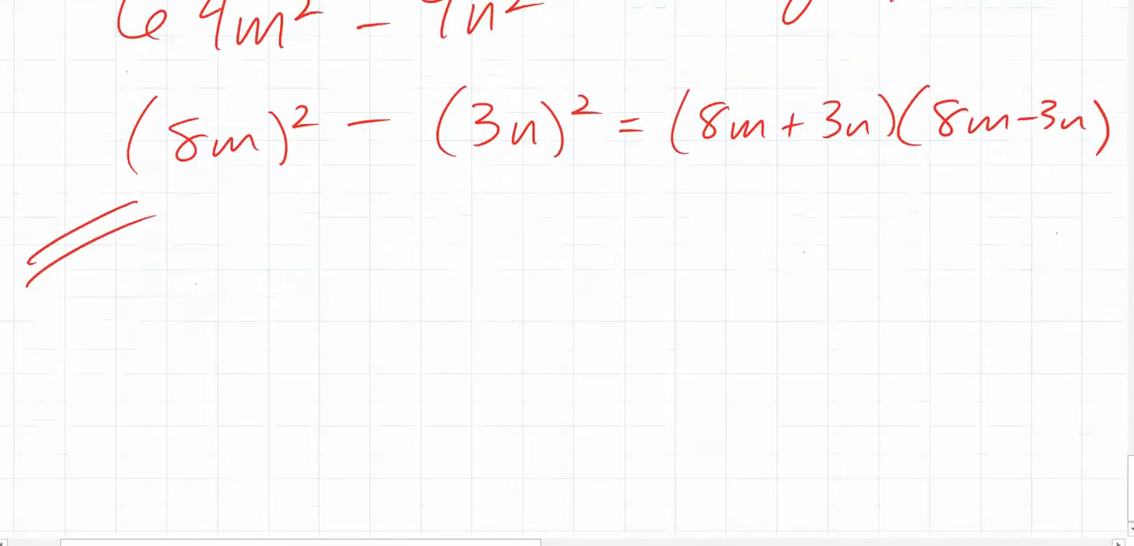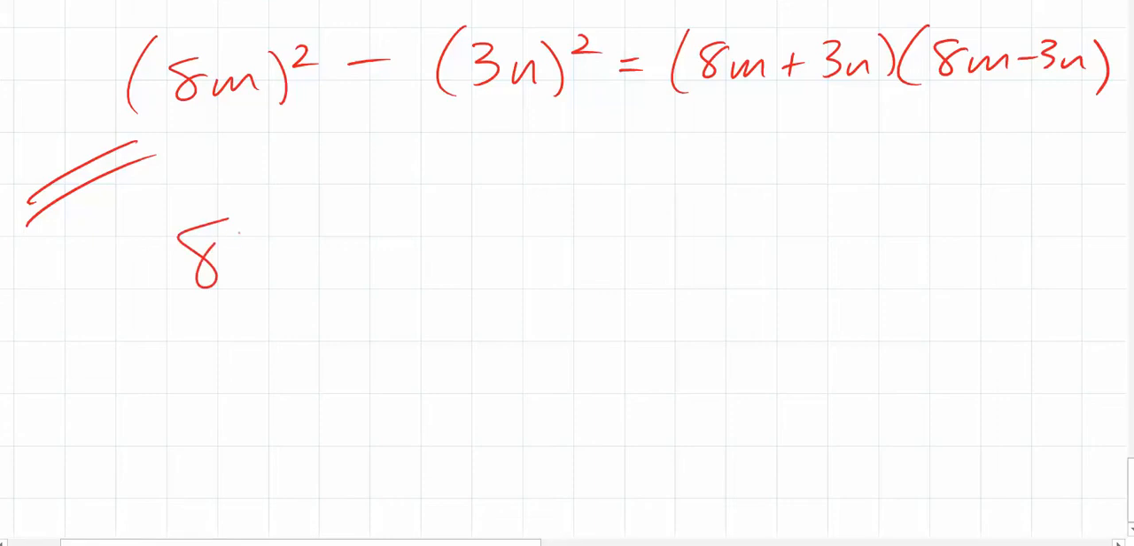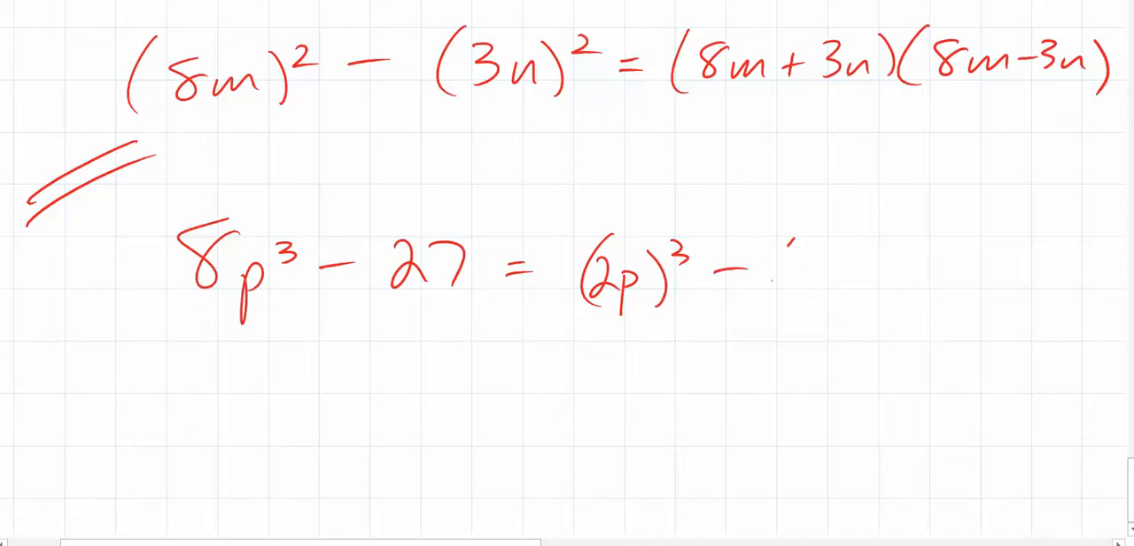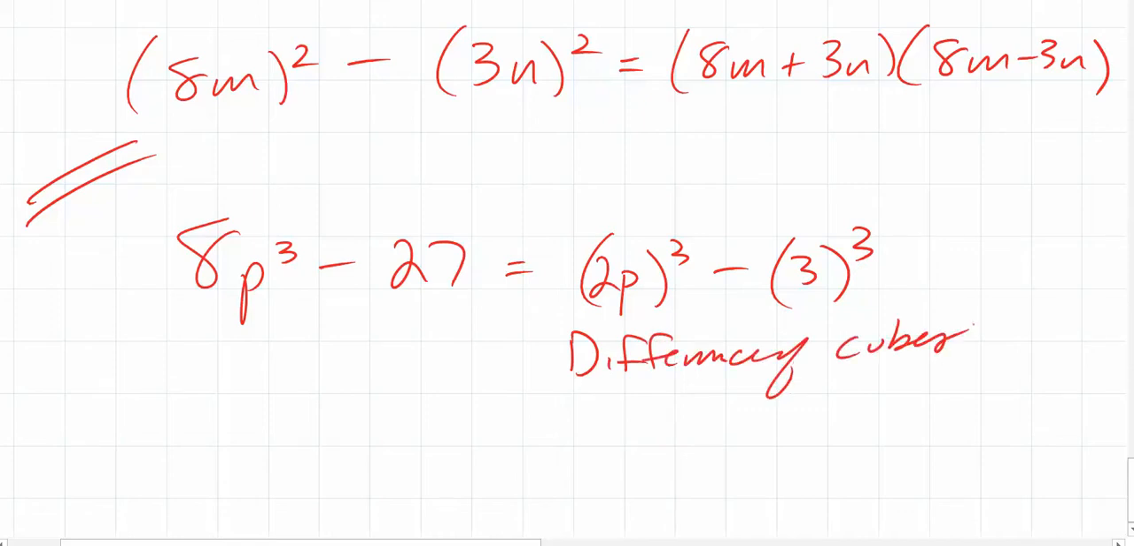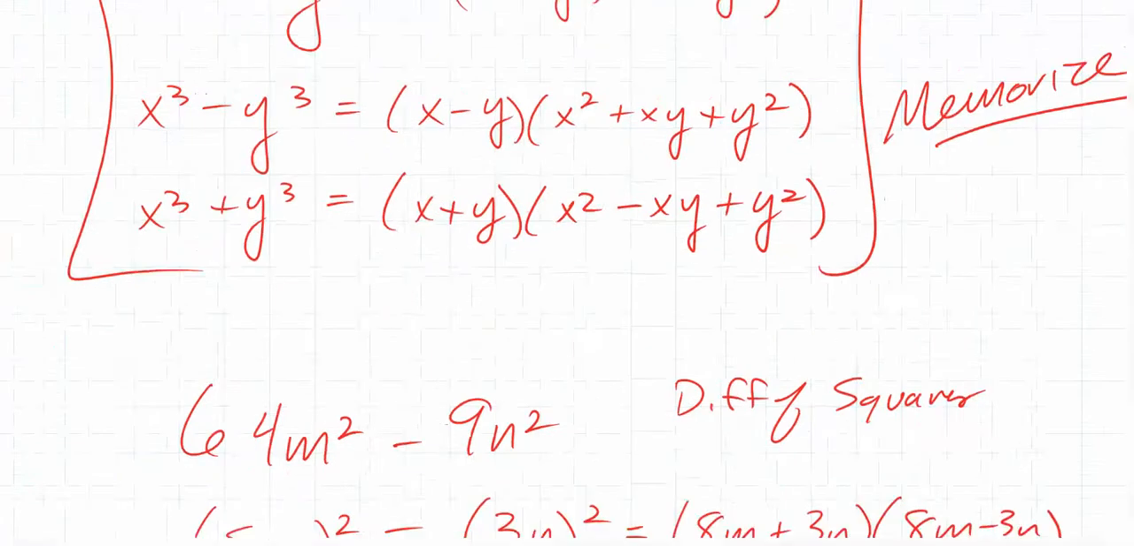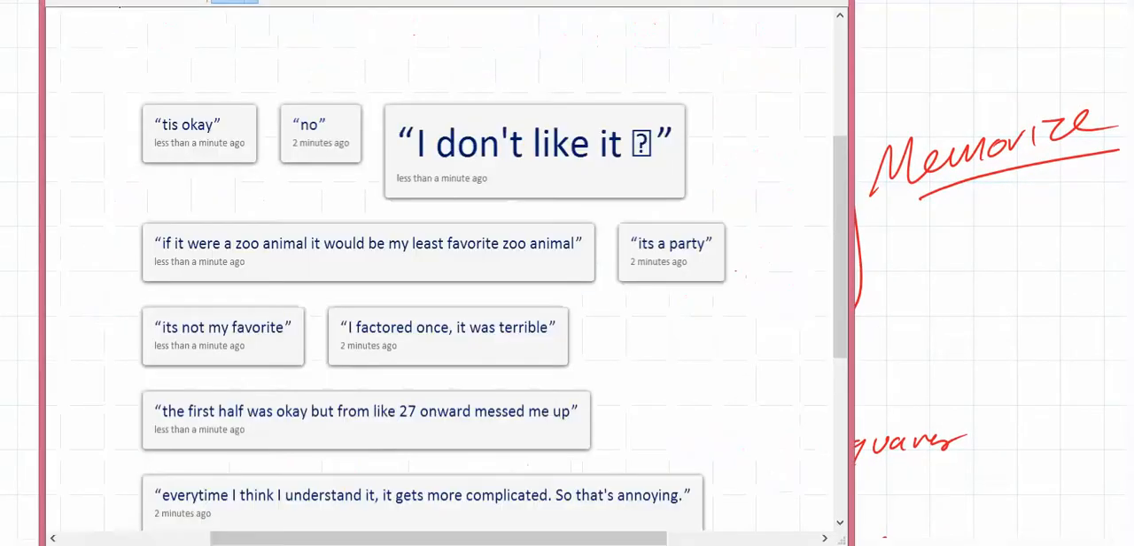New topic. What do you see when you see this? 8p cubed minus 27. What do you see, Hannah? I see cubes. What is 8? So that's 2p cubed minus what? What's 27? 3 cubed. So this right here is the difference of what? Of cubes. Do we have a formula for that? Yes, we have a formula for that. It was this one right here.